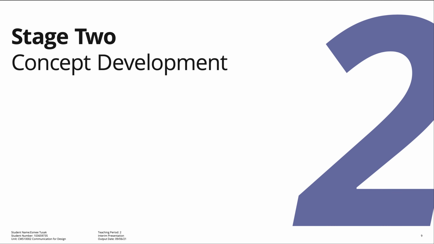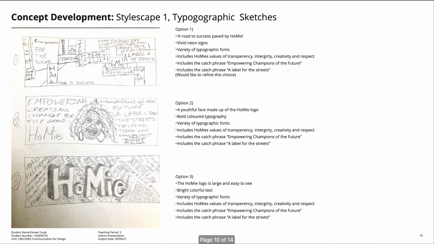Stage 2 is my concept development through the use of thumbnail sketches. I intend for my super graphic to be placed on the side of a large van, so therefore I drew all my sketches within a rectangular shape on the side view of a van. Here you can see I drew 3 separate options based on my first stylescape, typographic.